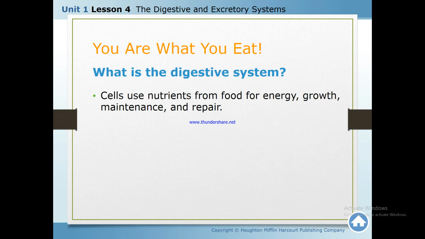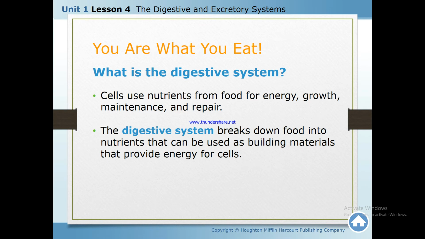Cells use nutrients from food for energy, growth, maintenance, and repair. Why do cells need nutrients? You know that in my body or in your body there are millions of cells. Why do they need nutrients? For energy of the cell, for growth, for maintenance, that is homeostasis, and repair.